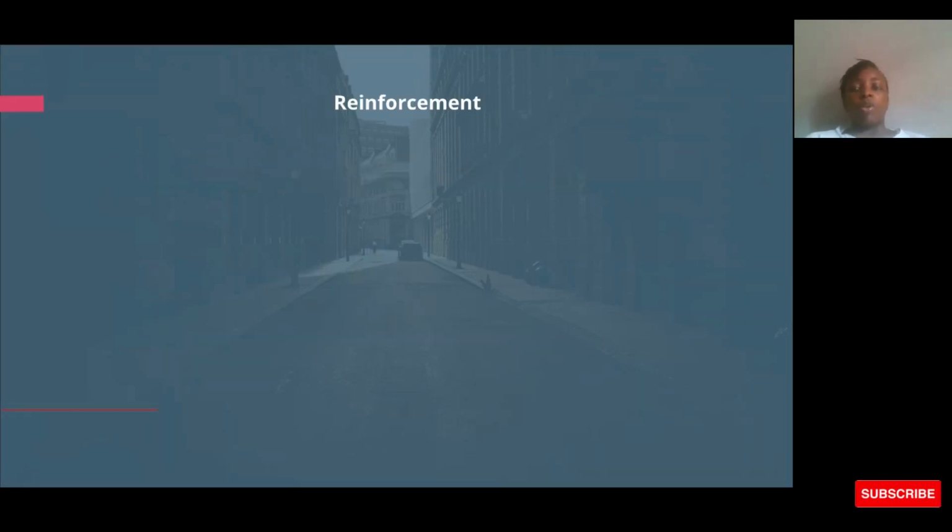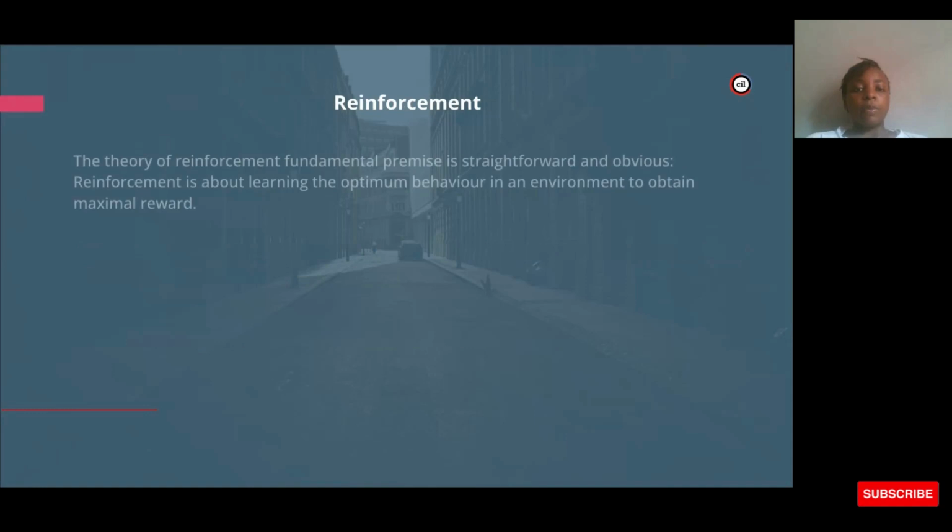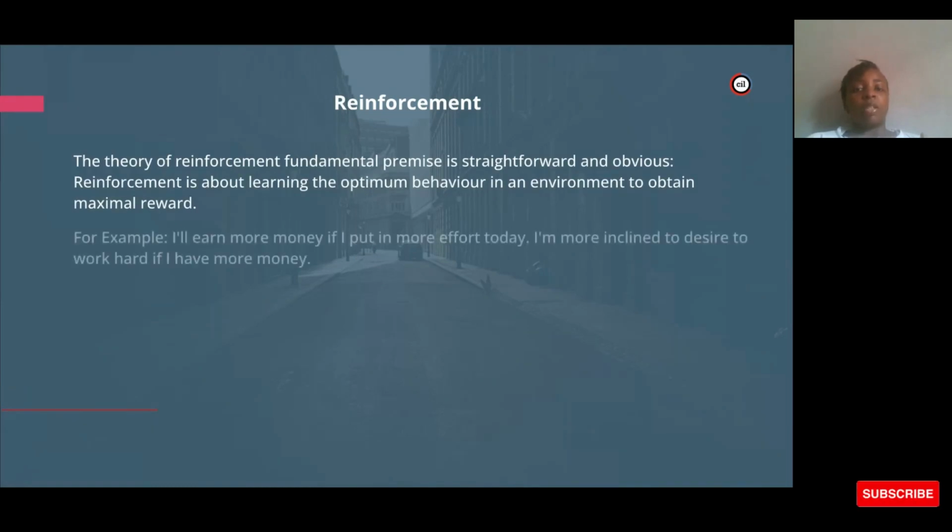Now we'll be moving forward to reinforcement. So when we talk about reinforcement, the theory of reinforcement has a fundamental premise. It's pretty straightforward and obvious. Reinforcement is about learning the optimal behavior in an environment and obtaining a maximum reward.